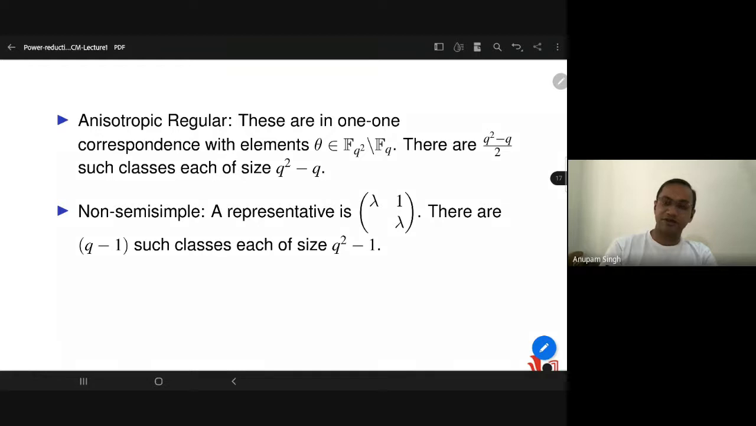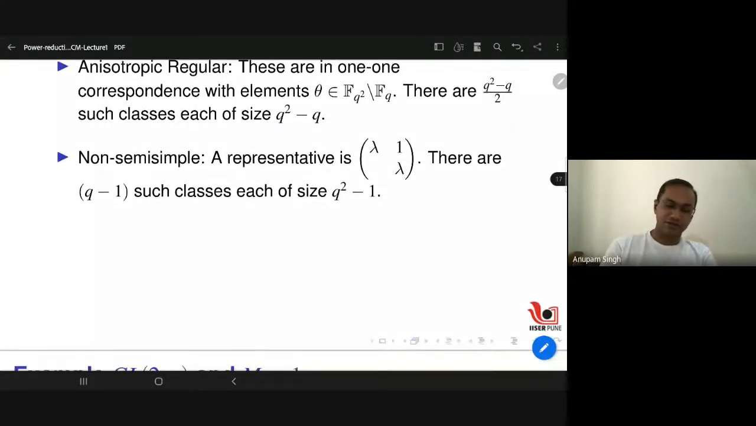The centralizer is much easier here because the minimal polynomial and characteristic polynomial will be equal here. So we are seeing that it's just polynomials in that, so the centralizer will be just Fq square star. Okay, fine. And then other than this, what is called the non-semisimple class, where the representatives will look like lambda, lambda on the diagonal, same lambda, and one above that. And there are going to be q minus 1 such classes, where just lambda is varying. And you can also compute the size, q square minus 1.